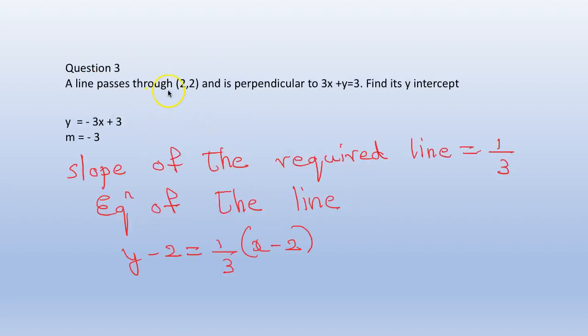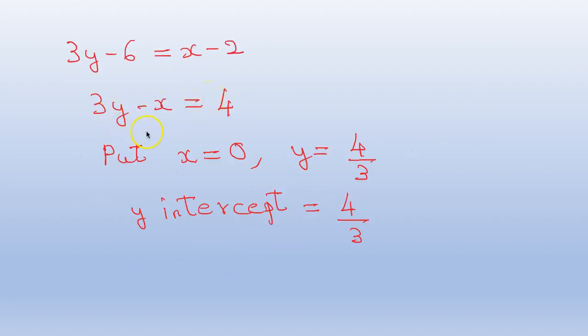We need to calculate the y-intercept. To find the y-intercept, put x equal to 0. So y is 4 by 3. So your y-intercept is 4 by 3.